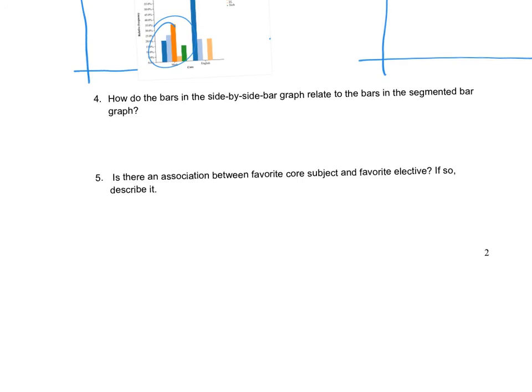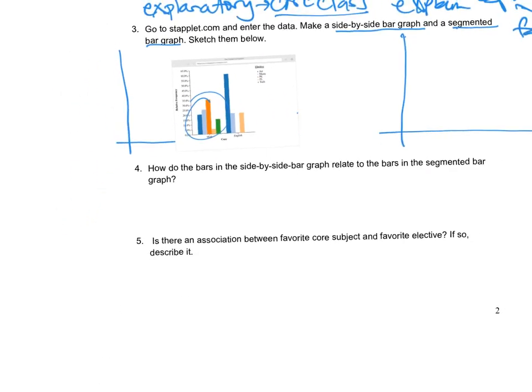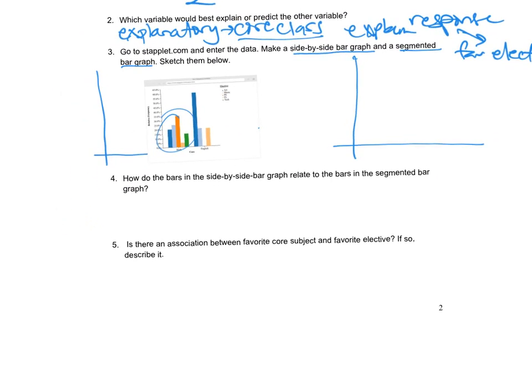All right, do you think there's an association between favorite course subject and favorite elective? Now in stats, we like to ask these questions. We know that you can do a bar graph, and the math part of stats is not hard. It's the interpretation, the writing, where I have to back it up and say what I mean. That's the hard part in stats. So is there an association? I think so. If you look at this, I think there is.